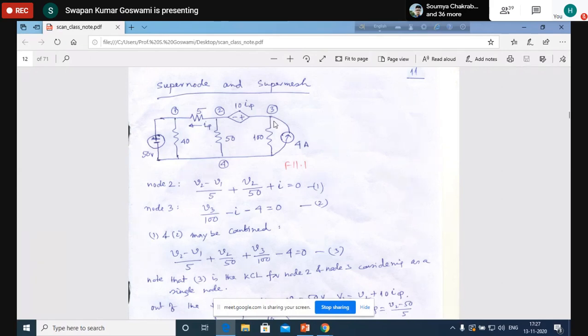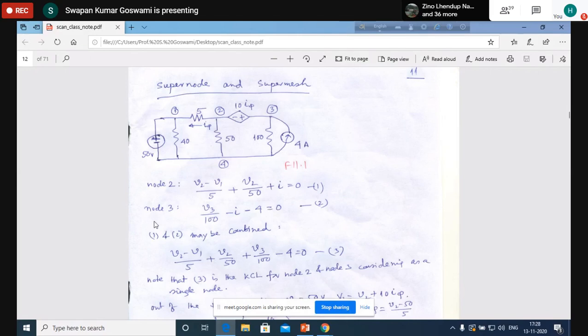At node 3 we have a 4 ampere current source connected between node 3 and node 4, and in parallel with this 4 ampere source, a 100 ohm resistance is connected. Now we have to write the nodal equations for this network. We have to solve this network using the nodal analysis technique.